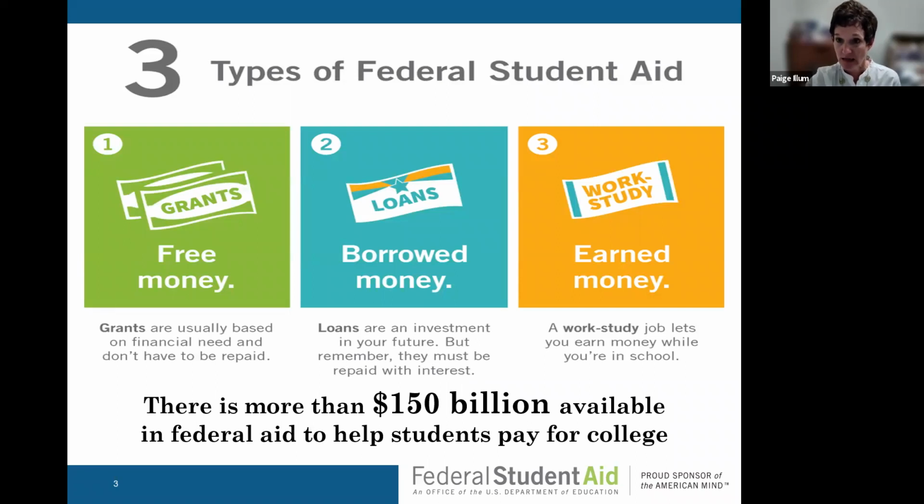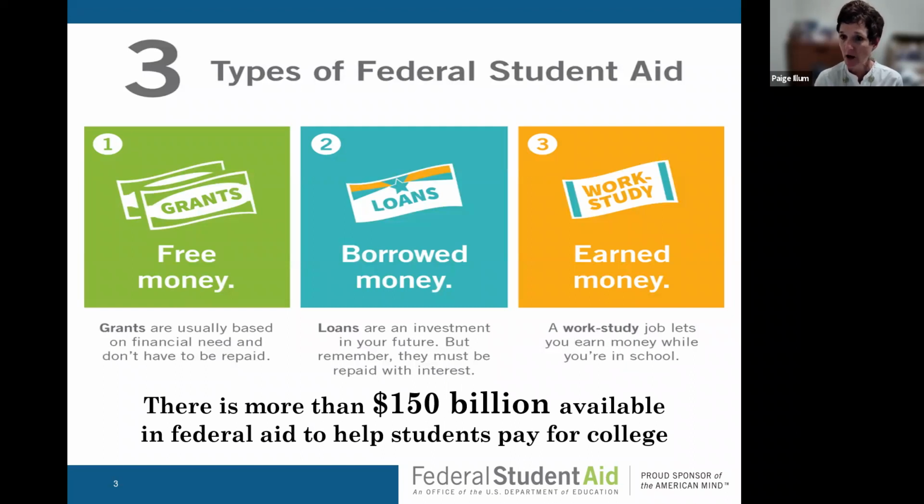Federal student aid is received by completing the free application for federal student aid. You may know that to be the FAFSA. And there are, again, three primary sources of aid associated with the FAFSA. The first one is grants. A grant is usually a need-based financial aid opportunity, and because it is a grant, it does not need to be repaid.